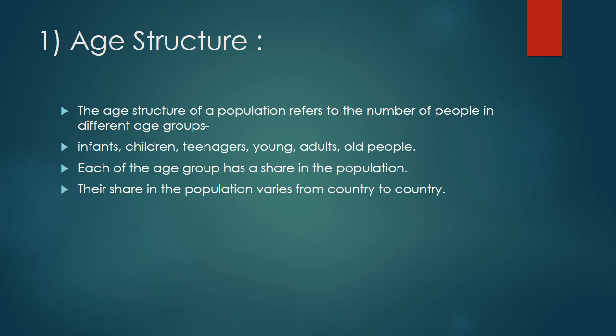Each of these age groups has a share in the population. Their share in the population varies from country to country. So in each and every country, the age structure of the population is differing. In some countries, the child ratio is more as compared to the old people. In some countries, the children are less as compared to the old ones. In some countries, the working population, that is the population between 14 years to 60 years, is more. So comparatively, every country differs in its population or age structure.